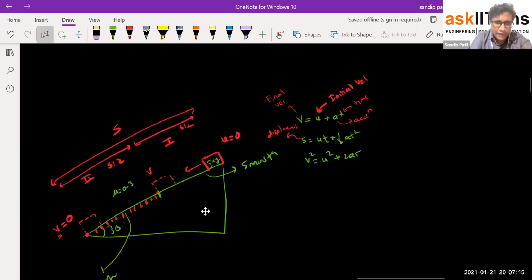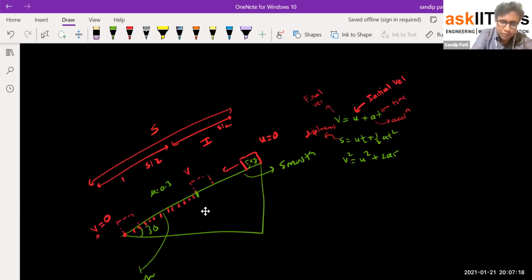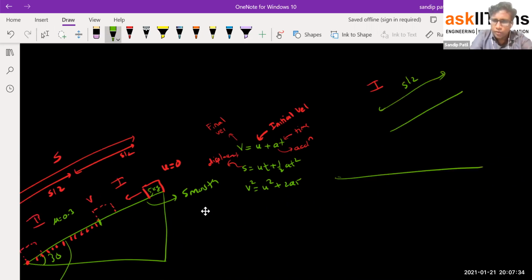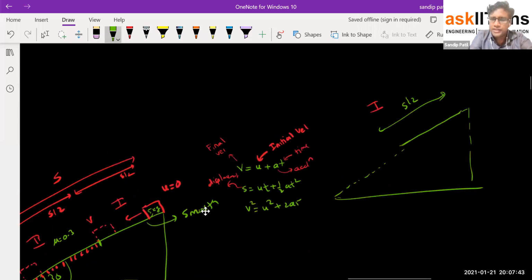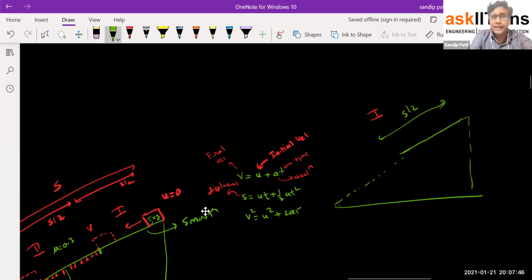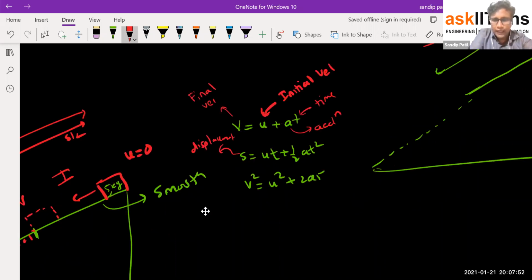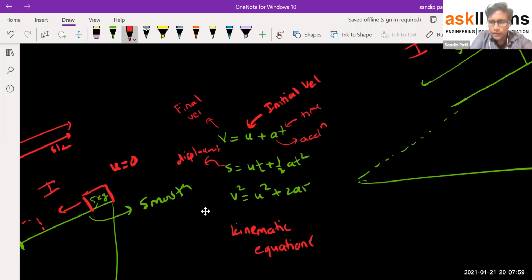Now, as I said, we are going to make two parts of this problem. One part is for smooth, second part is for rough. Now let's talk about the first part. First part means only up to this much. How much is the length of this part? s by 2. So if this is the diagram, we are only talking about the upper half, that is s by 2. Forget about this rough part. Now the block is here with the initial velocity equal to 0. These equations are called kinematic equations, right?